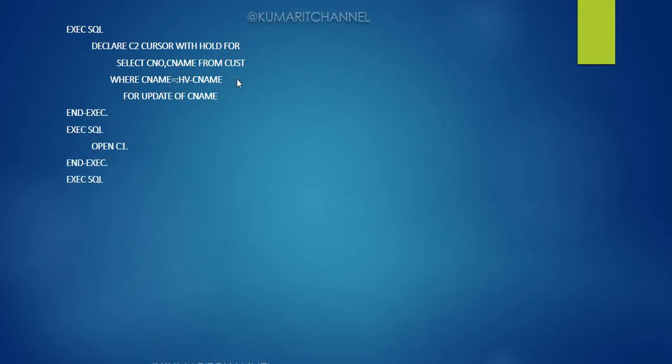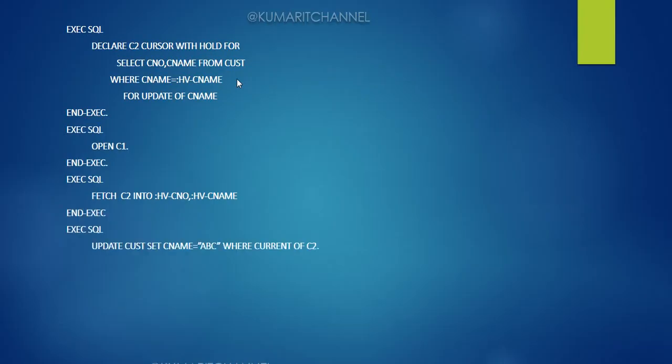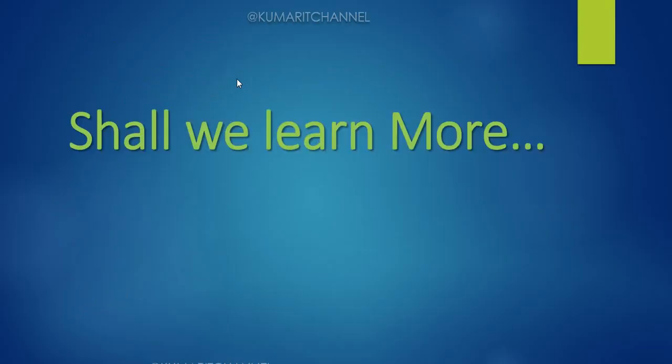Open the cursor. Now you try to fetch the details, and then finally you can apply an update operation. Maybe I wanted to increase the salaries of employees by 5% for a specific department, so then apply for everyone. That way you can use it. So here what we are trying to do is set customer name ABC WHERE CURRENT OF the cursor, whatever is eligible, so it will update that. Then close. So shall we learn more or shall we stop here?